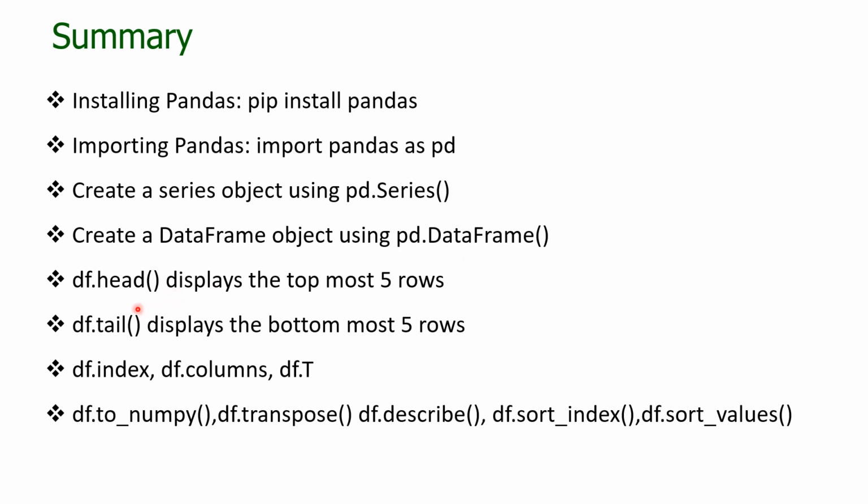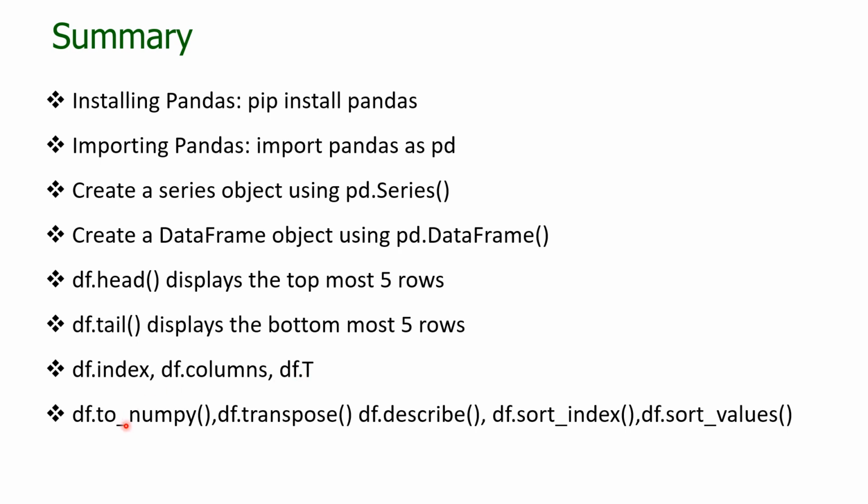And we have seen a few more functions of the data frames, including df.head that displays the topmost 5 rows, df.tail that displays the bottommost 5 rows, and we have seen the three attributes: df.index, which displays the index of the data frame, df.columns, which displays all the columns of the data frame, and df.T, which is the short form attribute of the function transpose, which transposes the given data frame.